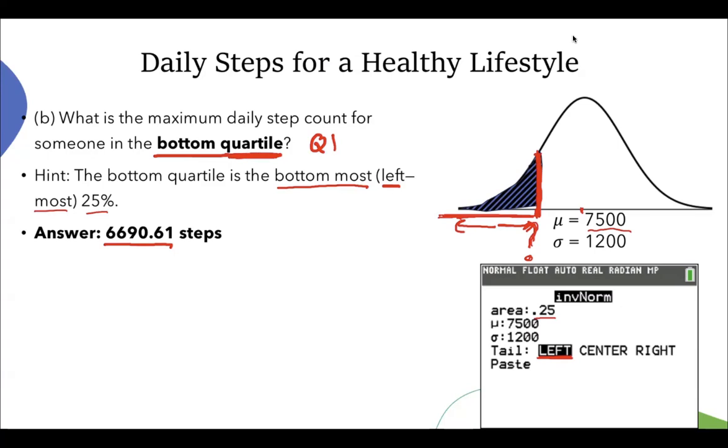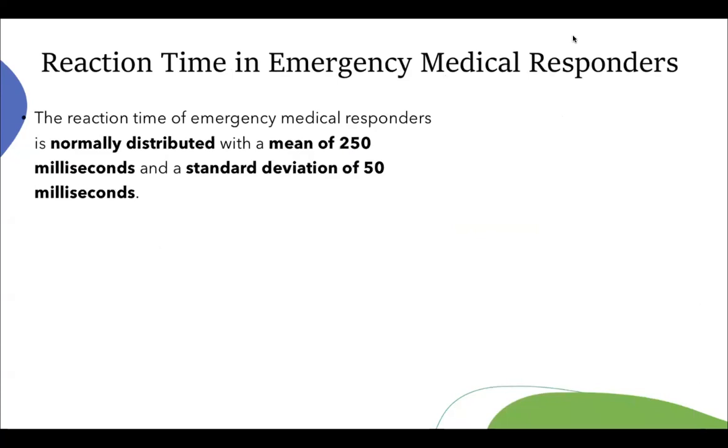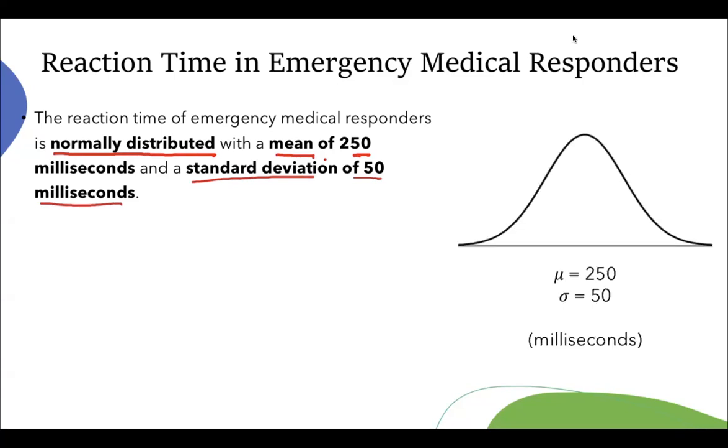Okay, let's look at a problem for reaction time in emergency medical responders. The reaction time of emergency medical responders is normally distributed. The mean is 250 milliseconds, and the standard deviation is 50 milliseconds. So we have a mean and standard deviation and a normal distribution, and we are measuring reaction time.